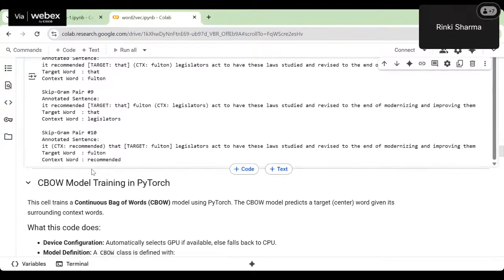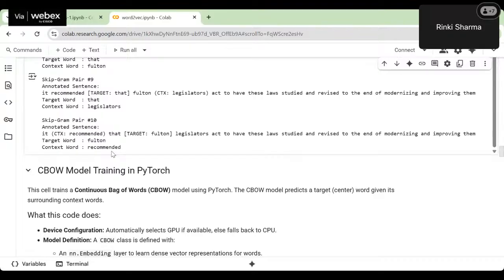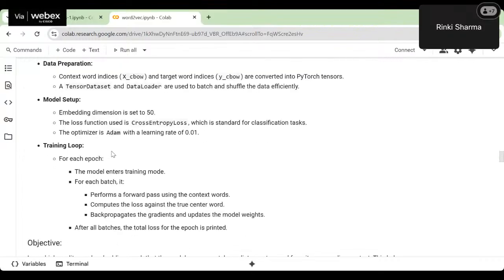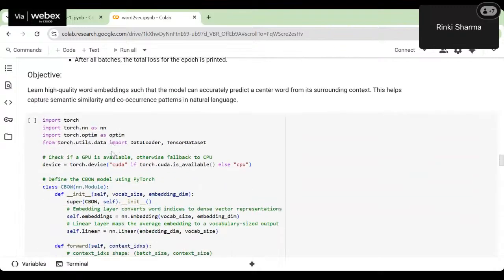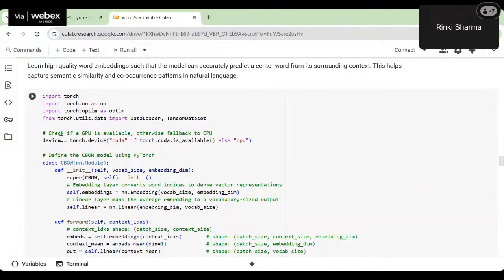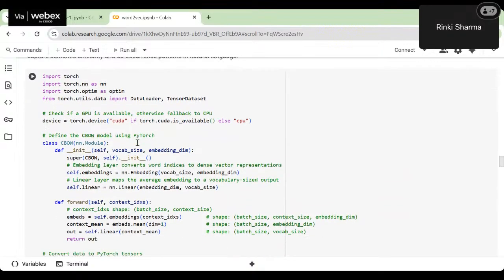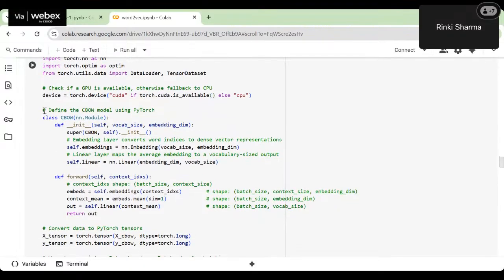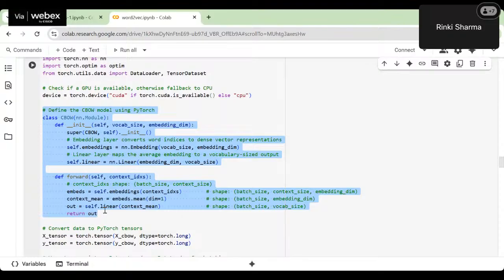After generating the context target pairs for both the models, CBOW and skip-gram, we now come to the training part of these models. First we will see the training of the CBOW model. Here we have imported all the necessary libraries. We will shift our device to GPU if it is available. So here we have defined the CBOW model. This part defines our CBOW model.